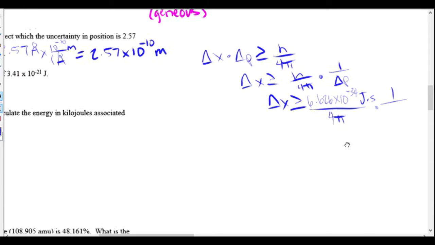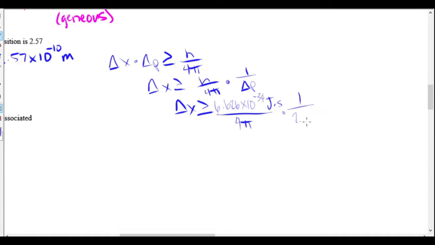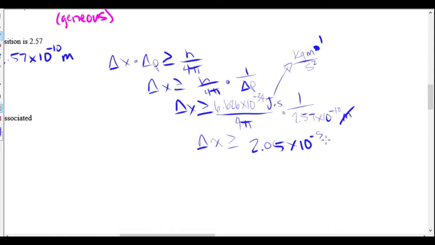That's going to be 2.57 times 10 to the negative 10 meters. Remember, we have to take joules in this instance and turn it into kilogram meters squared over seconds squared. When we do the math, one of the meters will cancel, so you'll have it to the 1, and you will get your answer. I wrote it down right here, you already have the answer: it's going to be 2.05 times 10 to the negative 25 kilogram meters per second. That should give you that answer.